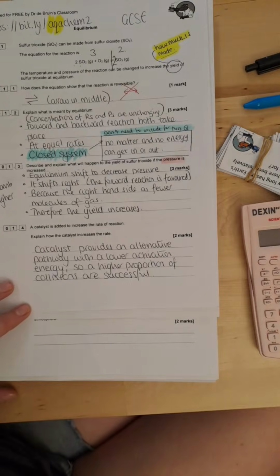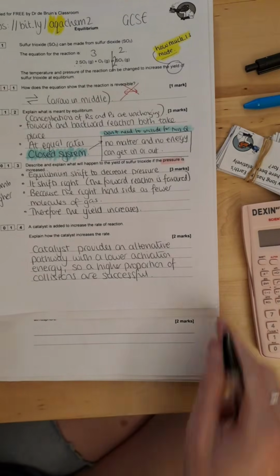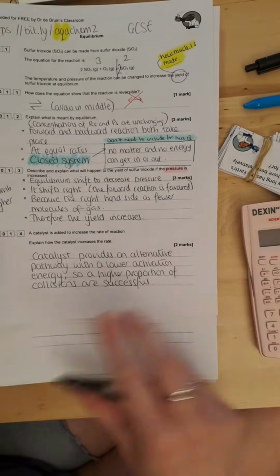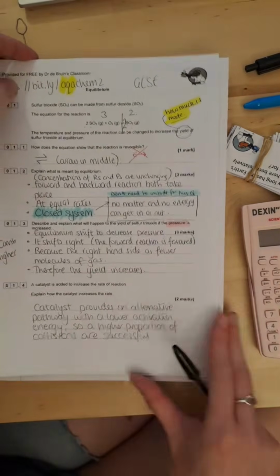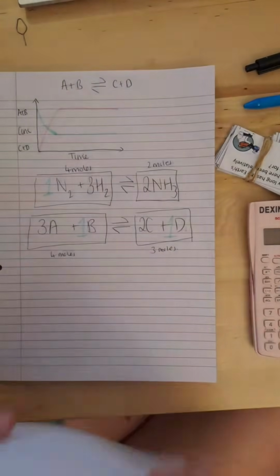Yes, that's right, Jasmine. So the catalyst will speed up the forward reaction, but it will also speed up the reverse reaction. And so therefore the position of equilibrium isn't going to change. Not going to go through any OCR questions because I don't teach OCR.